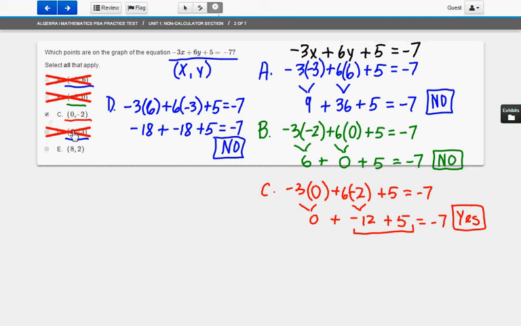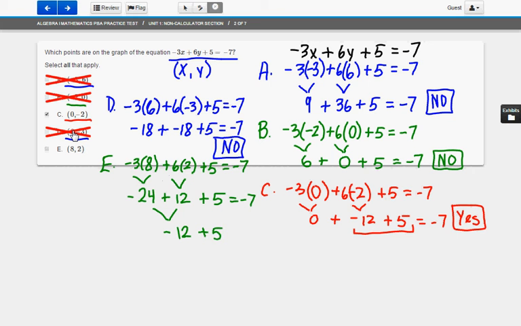which is leaving us with choice E, 8, 2. So negative 3 times 8 plus 6 times 2 plus 5. Does this equal negative 7? Well, negative 3 times 8 is negative 24. And 6 times 2 is 12, plus 5. If we work on this, negative 24 plus 12 is negative 12. And if we add 5, that will put us at negative 7. So choice E is another solution. So there were 2 correct choices that both need to be selected.